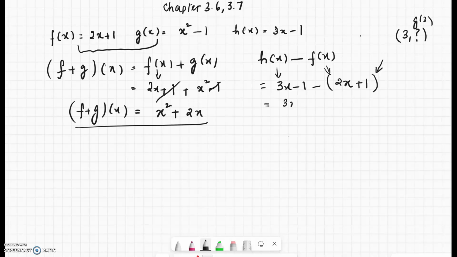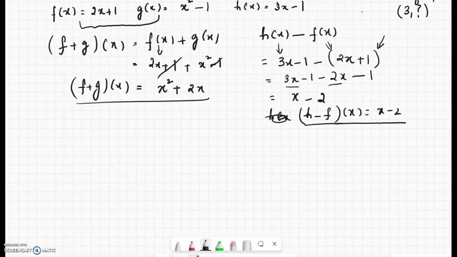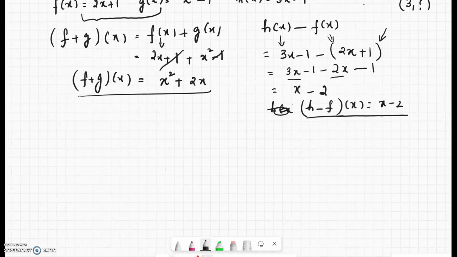So when you simplify it, you get 3x minus 1 minus 2x minus 1. So this is equal to 3x minus 2x, which is x, minus 1, there are 2, so that would be minus 2. So when I subtract one function from the other, h minus f, I've subtracted the function f from h of x, and it is equal to x minus 2. So we can add functions, we can subtract functions, we can multiply functions.